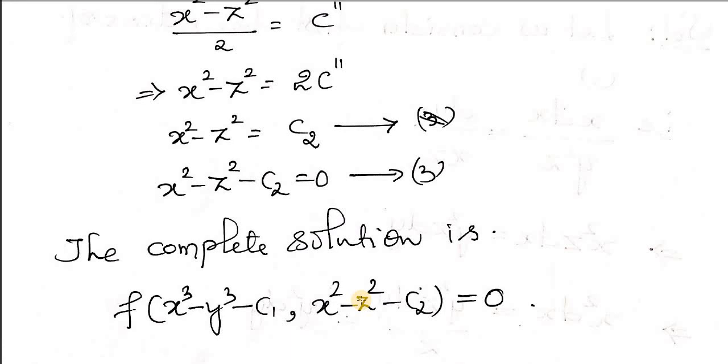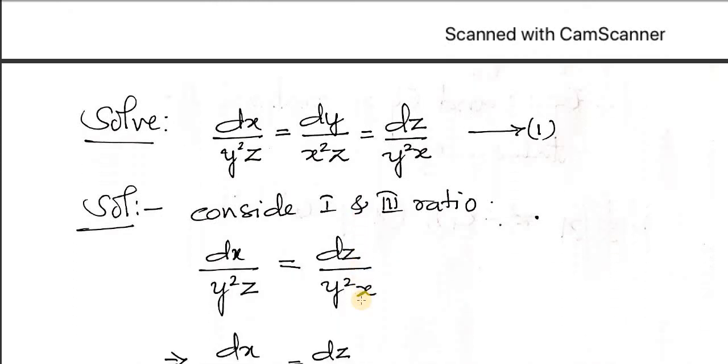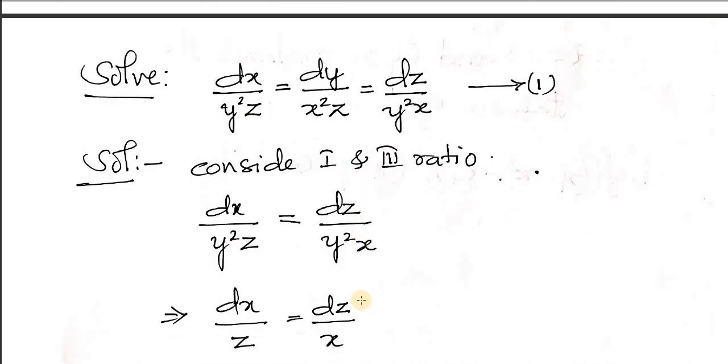Let us see one more example. This is another example, the simplest one. Just have a look at this. This is the given equation, and we have to solve it by the grouping method. Grouping means x is grouped with dx, y is grouped with dy. That's why it is called the grouping method.